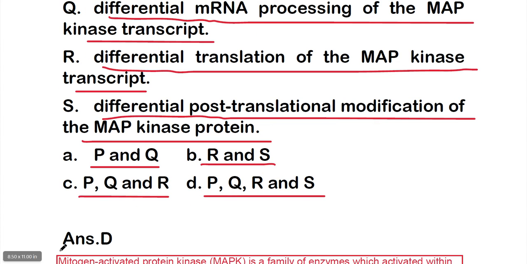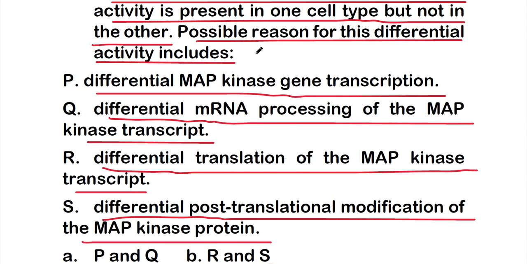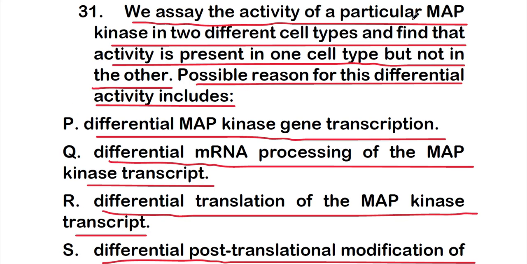So the right answer is option D, that is P, Q, R, S. All these statements are correct about this situation, that when we assay the activity of a particular MAP kinase in two different cell types, we find that activity is present in one cell but not in the other. These all are the possible reasons.